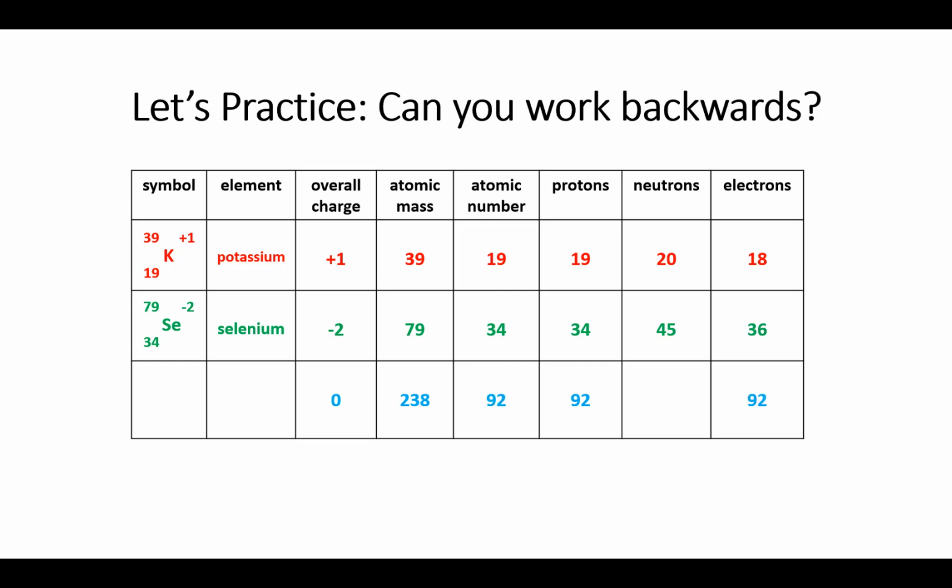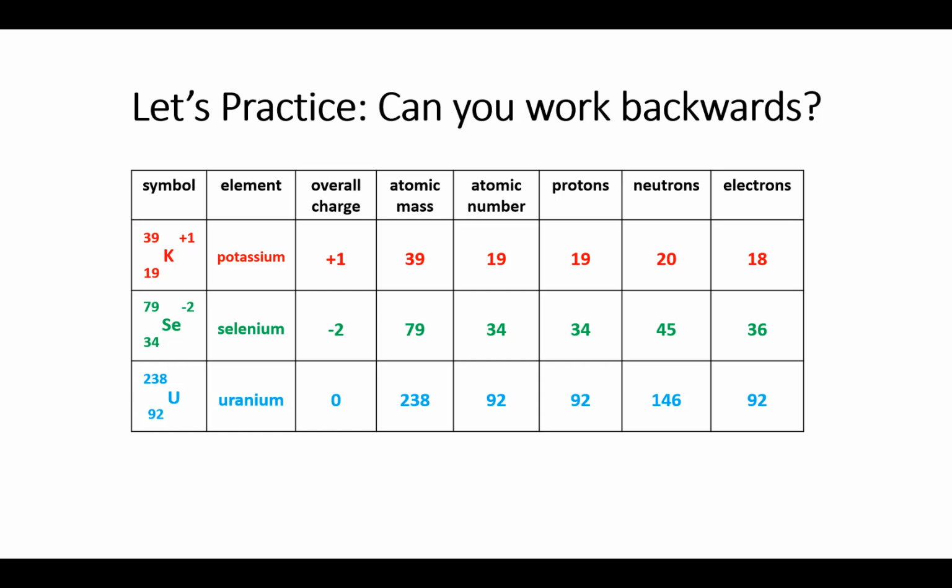Ta-da! Atomic number and the electrons ought to be the same exact number, which is 92. There is no charge on this. Neutrons we can figure out, 146. This element is uranium, and I hope you figured out your symbol. It looks just like this.